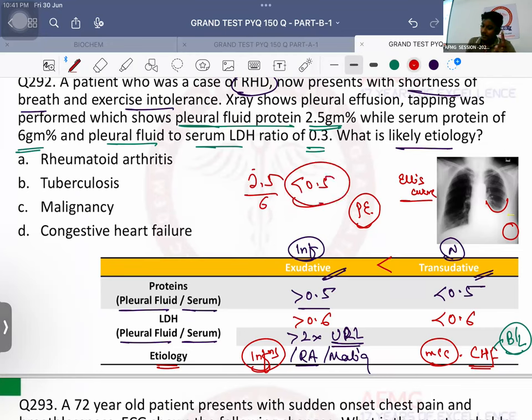Pleural fluid to serum LDH ratio, is it more than 0.6 or less than 0.6? So this is less than 0.6. So it is a case of transudative or exudative pleural effusion? Transudative pleural effusion. And transudative pleural effusion, most common cause is CHF, congestive heart failure.